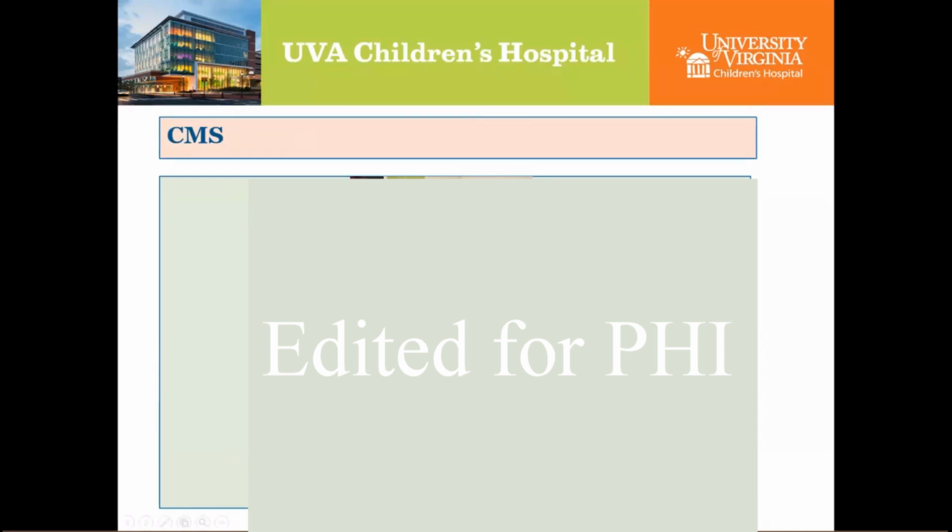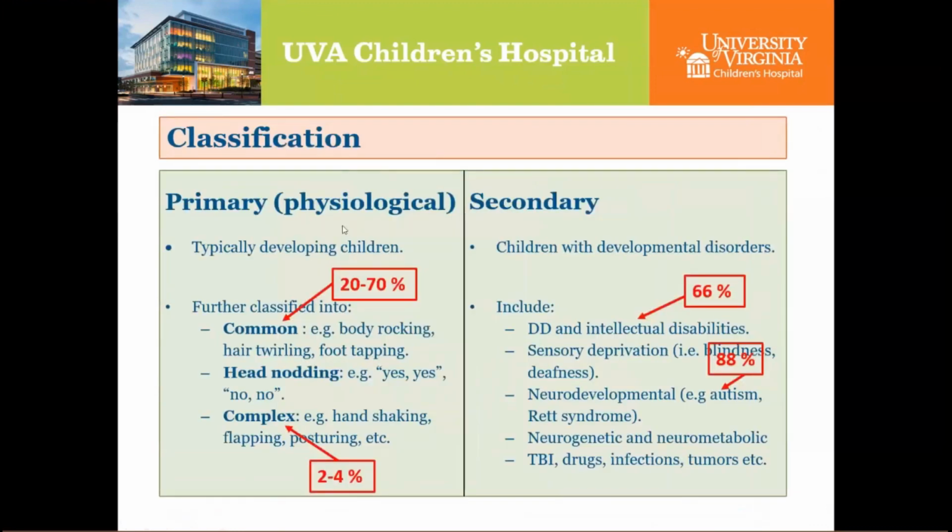And as far as the prevalence of motor stereotypies, it really varies between the different categories. So I mentioned the common ones are generally common, even in typically developing children, with prevalence reported between 20 to 70%, depending on the study you look at. The complex motor stereotypies are less common, but still happen in 2 to 4% of the typically developing children. It's 66% in kids with developmental delay and intellectual disabilities, and it also is noticed in up to 88% of patients with autism.